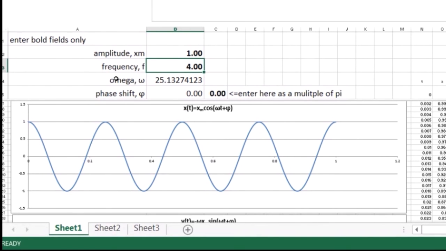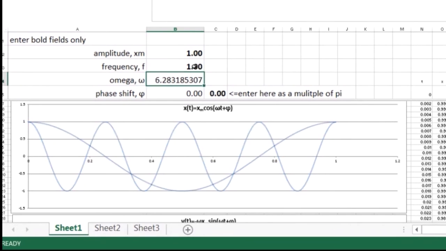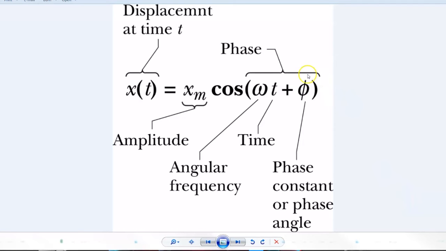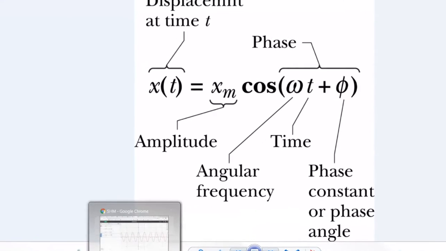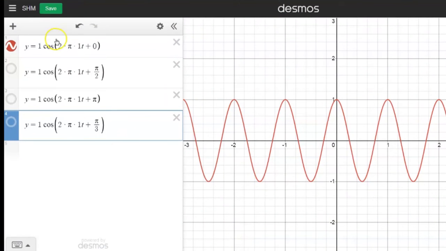And here, I let Excel calculate omega for me. Remember, omega is 2 pi times the frequency. Let's talk about this variable here, the phase constant or the phase angle. Basically, all this is the starting point where time equals 0 is on our graph. So let's use Desmos to help explain this. So I'm using 2 pi f for omega.